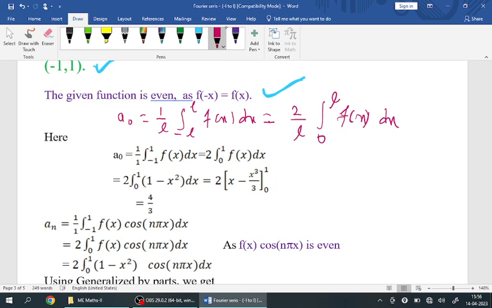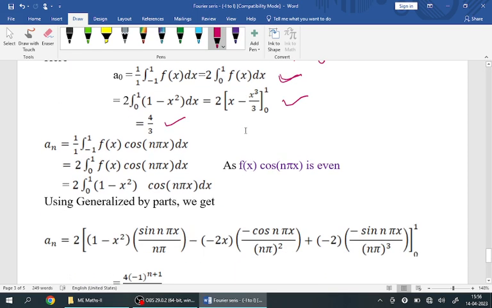So 1 by 1 integral minus 1 to 1 f(x) dx becomes 2 times 0 to 1. You will observe the same property applied here. Now this integration is done, and you get 4 by 3 as the answer. So 1 minus 1 by 3 is 2 by 3, into 2 is 4 by 3. So that is about a0. Come to the value of an.